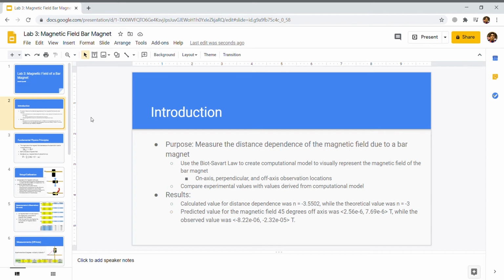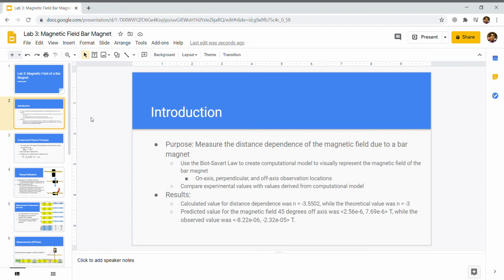We're going to be using the Biot-Savart law to create a computational model to visually represent the magnetic field of the bar magnet for on-axis, perpendicular, and off-axis observation locations. Then we compared experimental values with values derived from the computational model.